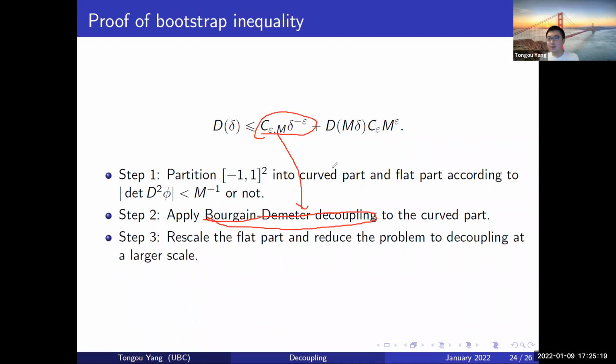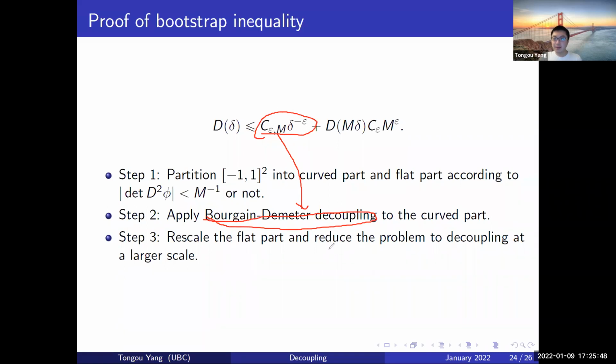The proof of this somehow uses the standard result Bourgain-Demeter as a black box, but it should be noticed that we not only use their final results, but their proof, mainly the inductional scales technique, was also used in our paper. We didn't use the result completely as a black box. So for the curved part, after we have used Bourgain-Demeter decoupling, we get the first term.